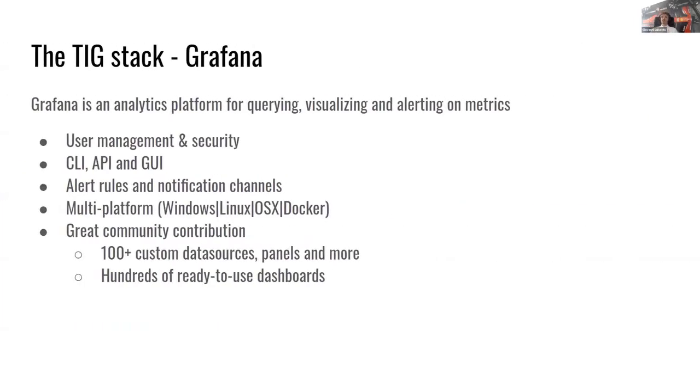The last part of the stack is Grafana, which is an analytic platform. Grafana features user management and security. It can also manage alert rules and notification channels. You can use Grafana from the command line, API, and graphical interface. Grafana is completely multi-platform and has a really great community. There are over 100 community-made data sources and panels and other objects you can just get from the community and use in your Grafana instance. There are also hundreds of ready-to-use dashboards for Grafana.